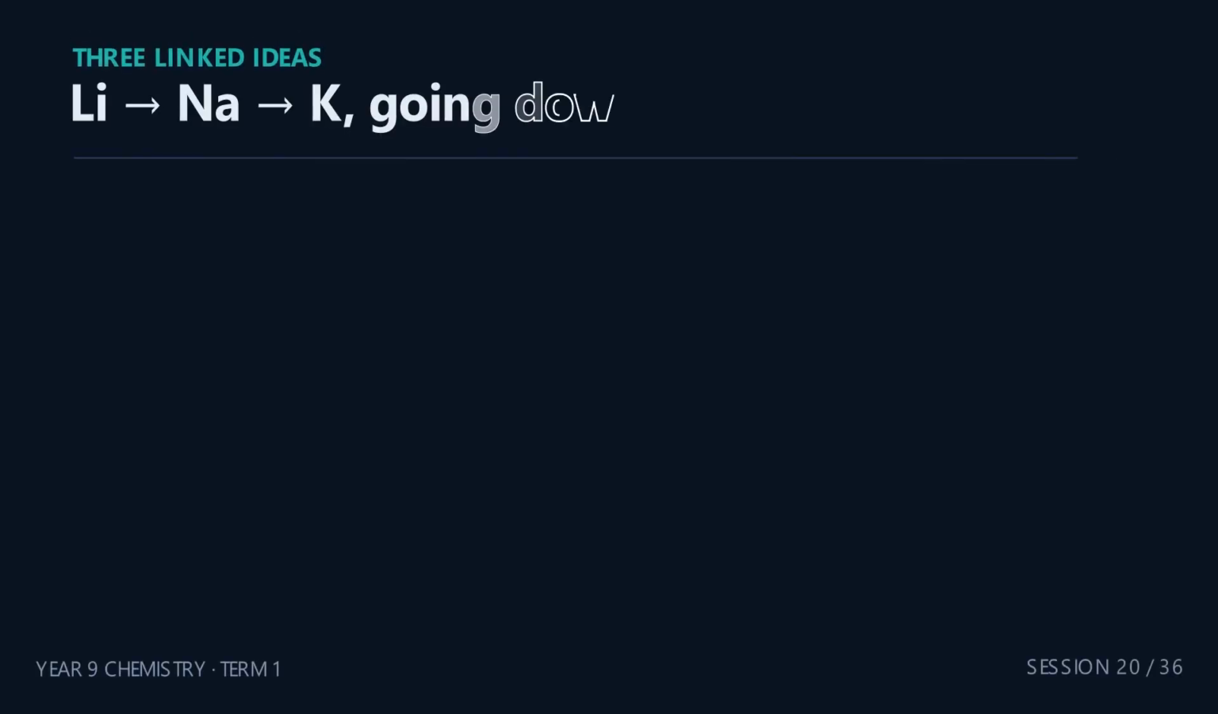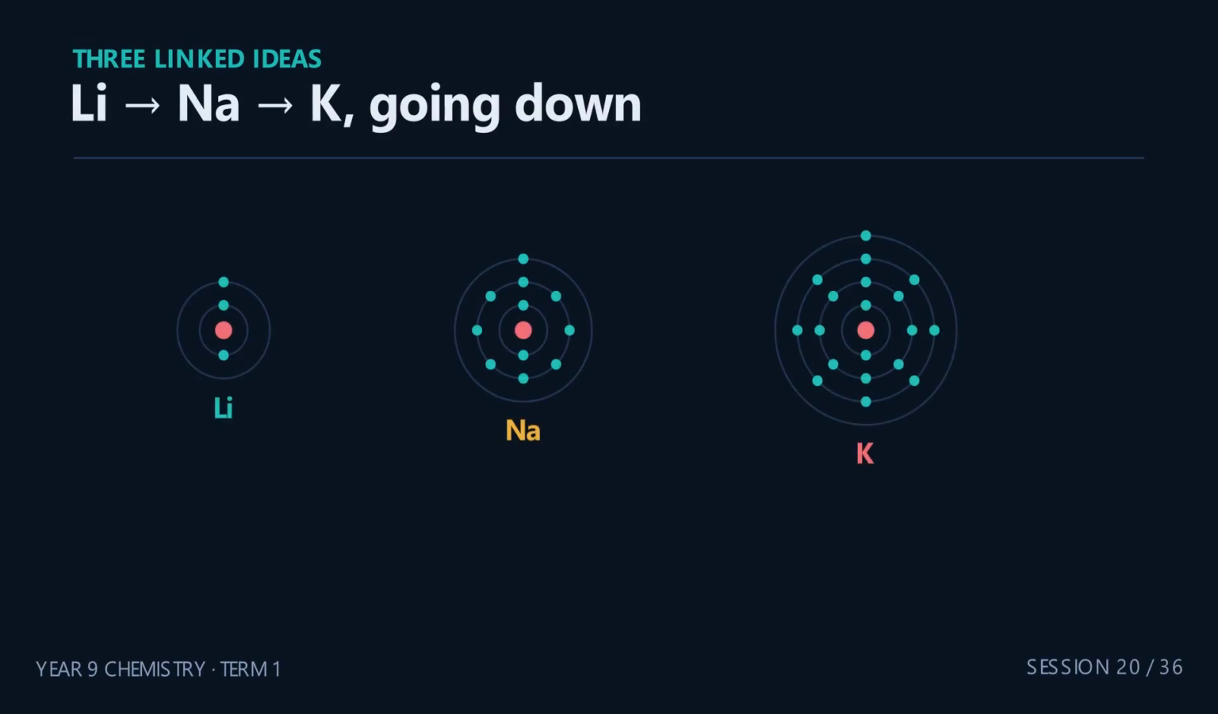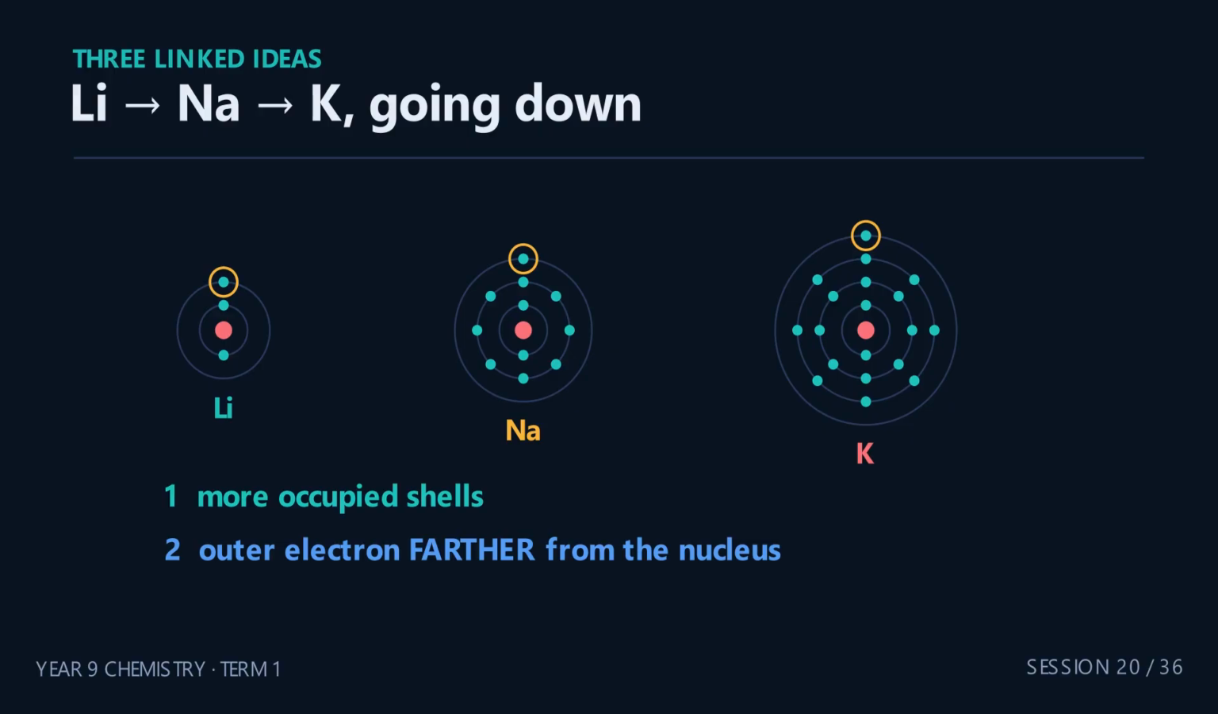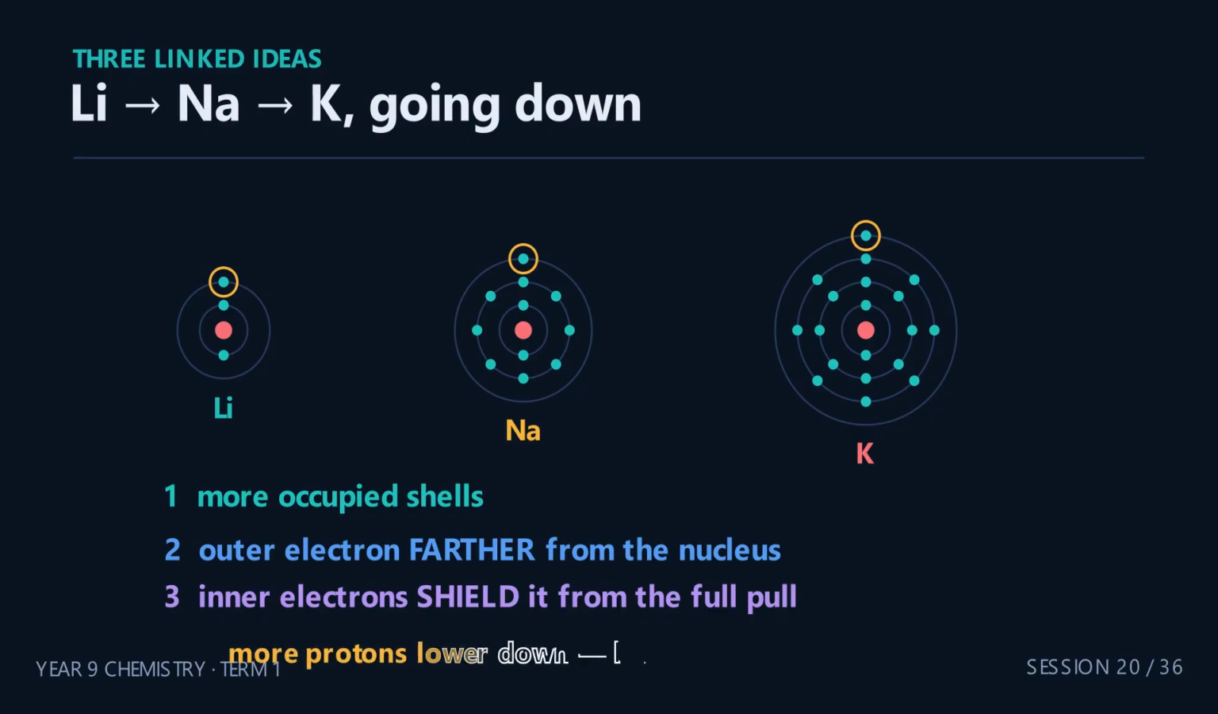3 linked ideas moving down the group. 1. The number of occupied shells increases. 2. So the outer electron sits farther from the nucleus. 3. And the inner electrons shield it, screening the outer electron from the full pull of the nucleus. Yes, the nucleus lower down has more protons, but the extra distance and the extra shielding win. The attraction the outer electron actually feels becomes weaker, so less energy is needed to remove it.